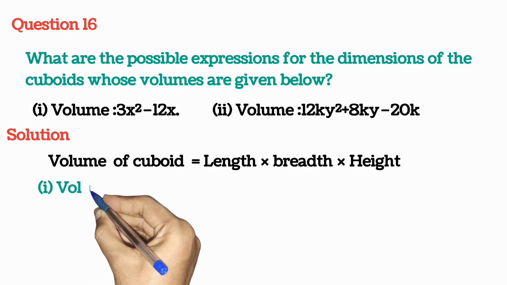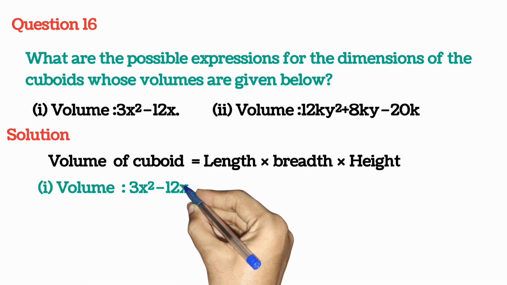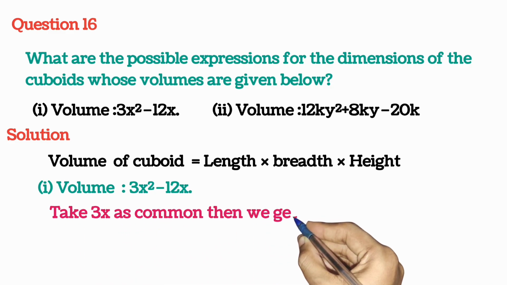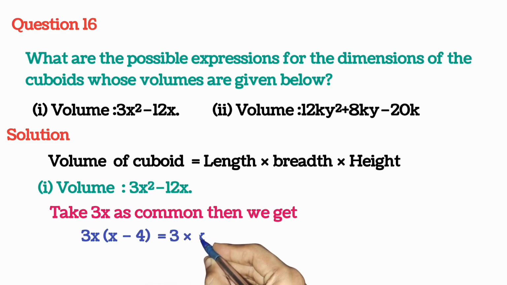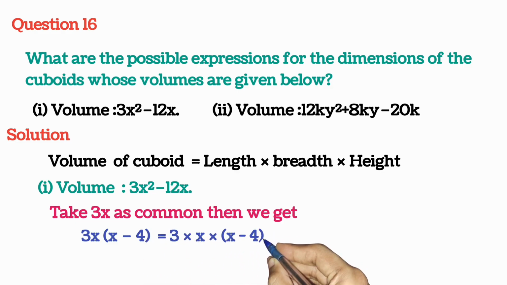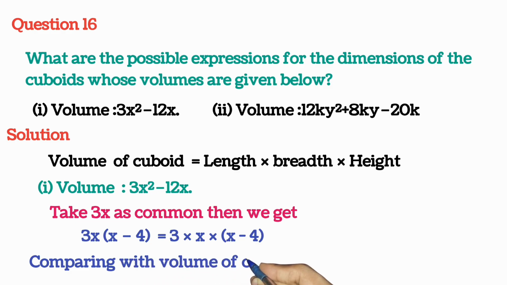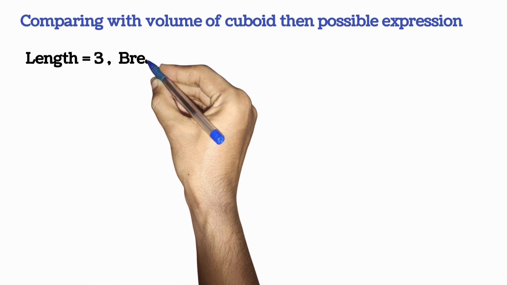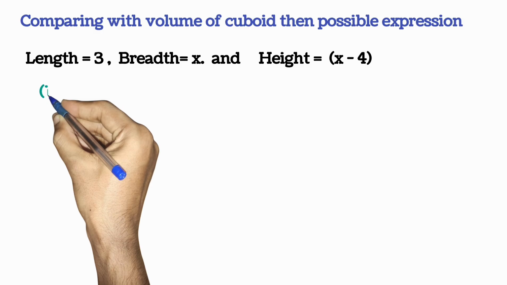Then first volume is equal to 3x square minus 12x. Take 3x as a common, then we get 3x into x minus 4, that is 3 into x into x minus 4. Comparing with volume of cuboid, then possible expression: length equal to 3, breadth equal to x, and height equal to x minus 4.